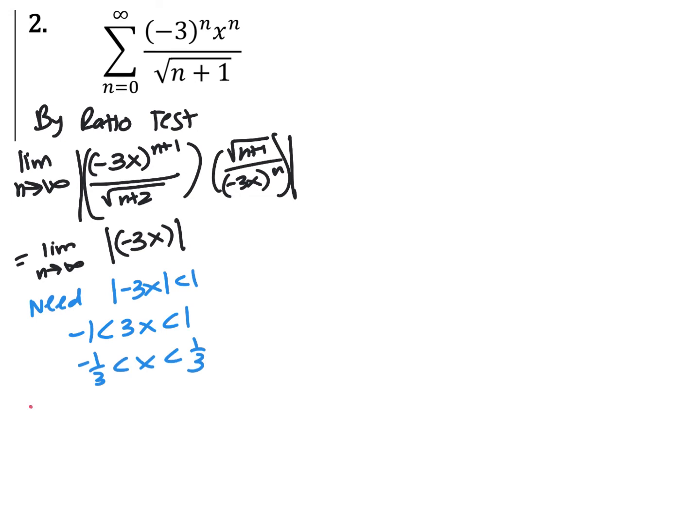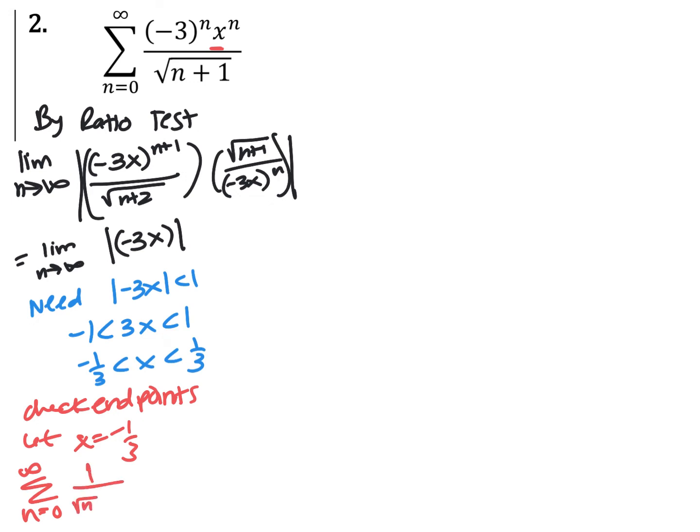Now we need to check the endpoints. So if we let x equal negative 1/3, then our series is going to become the series from n equals 0. If I plug negative 1/3 in here, I can multiply those two things together, which is just going to give me positive 1 over the square root of n plus 1. Now this series is going to diverge, but you have to still prove that it diverges.